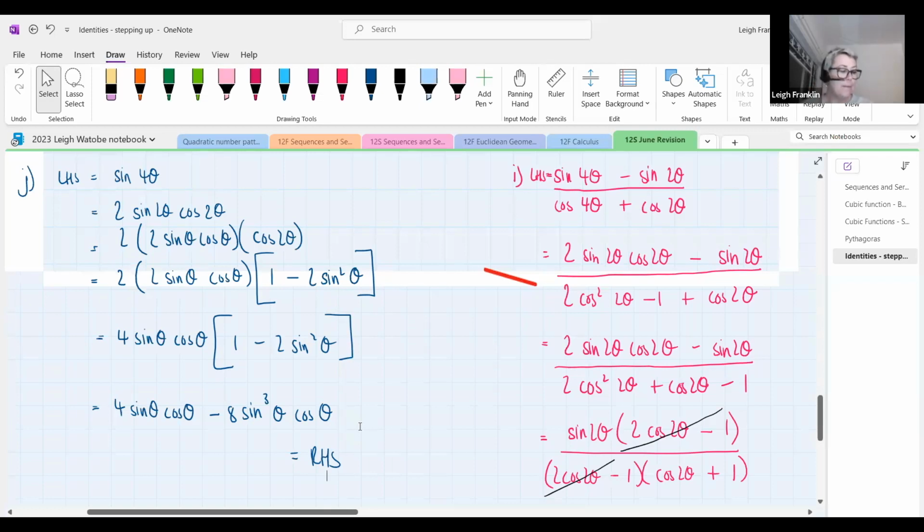Playing with the rules, like playing with the identities, you need to know your identities so well in order to be able to do that. And that's just it with trig. A lot of it is try something and it doesn't work, or try something else, rewriting things in different ways. But make sure you know your identities really, really well. You need to be able to recognize them as well as manipulate them.